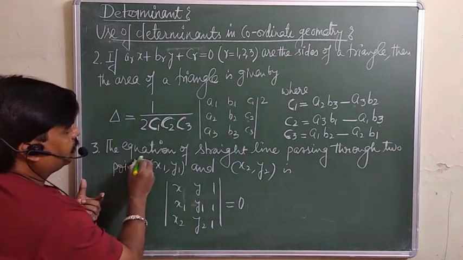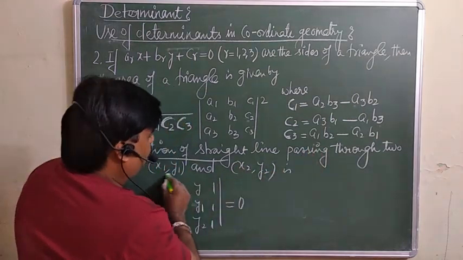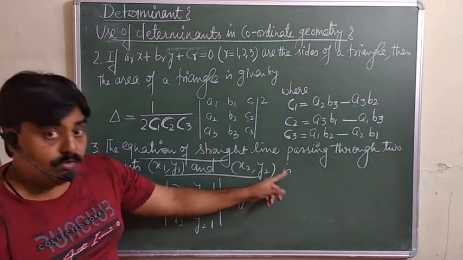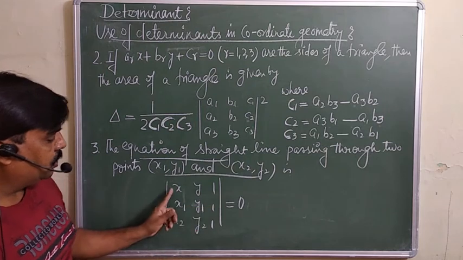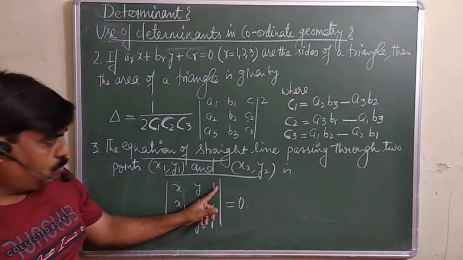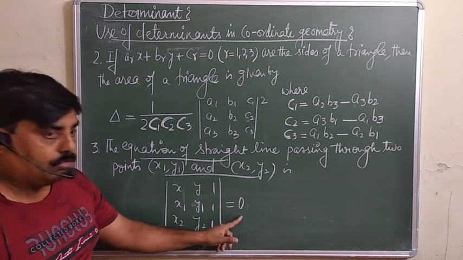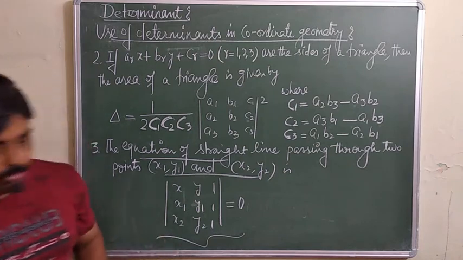Similarly, you can find the equation of a straight line which is passing through these 2 points, that is passing through x1, y1 and x2, y2. You want to know the equation of the line. With the help of the determinant, you can find the equation, that is x y 1, x1 y1 1, x2 y2 1. Solve this one, equal to 0. You will get the equation of a line here only. Have a look.